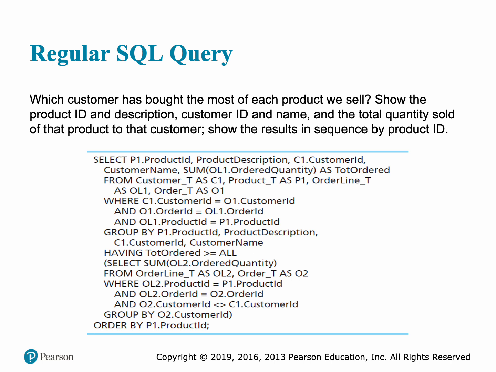Regular SQL query: which customer has bought the most of each product we sell? Show the product ID and description, customer ID and name, and the total quantity sold of the product to that customer. Show the results in sequence by product ID. If we create a whole SQL query on that by selecting p1.product_id, comma product description, comma c1 customer ID, and so on, you can look into that. This is a very good standard SQL that we can look into in terms of group by and order by aspect. It's also nested because it has more than one SQL queries associated.